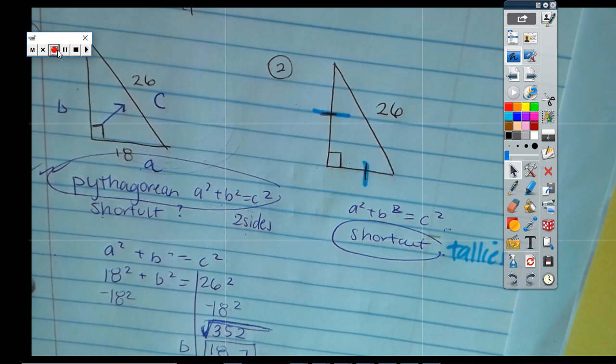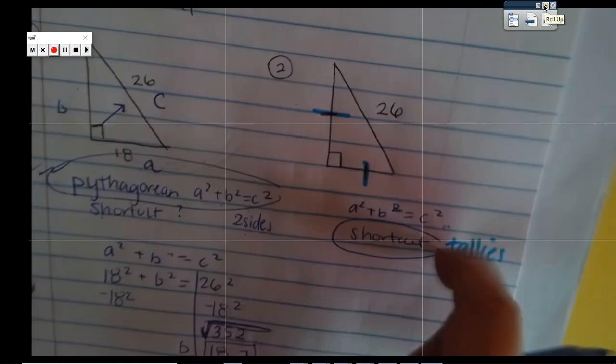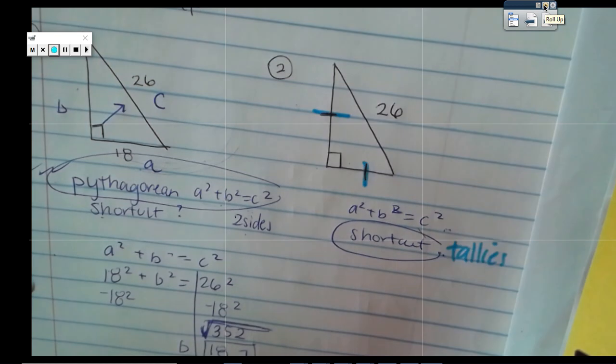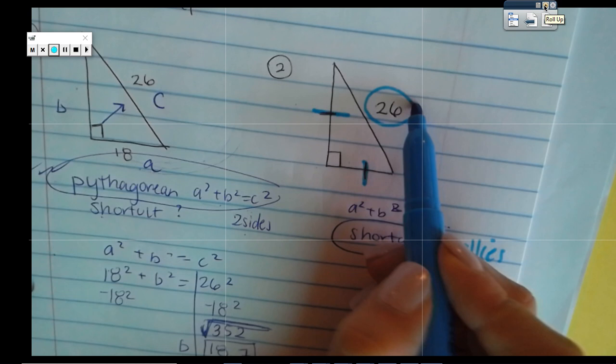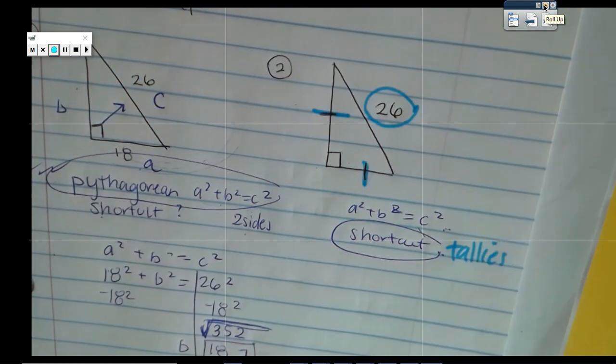This one, I want to make sure you know how to do because when I walked around, there were only a few people who did number 2 correctly. So the first thing you're supposed to do is circle the given. They gave you 26 because that's the outside.